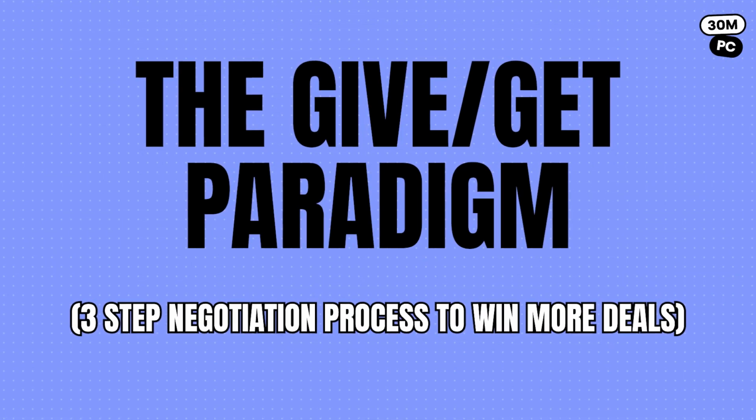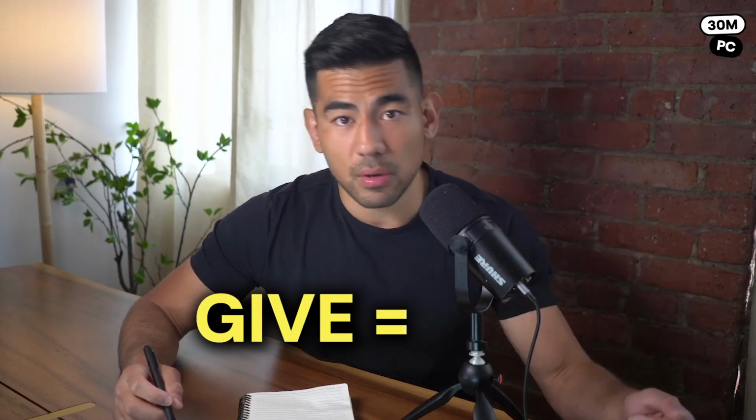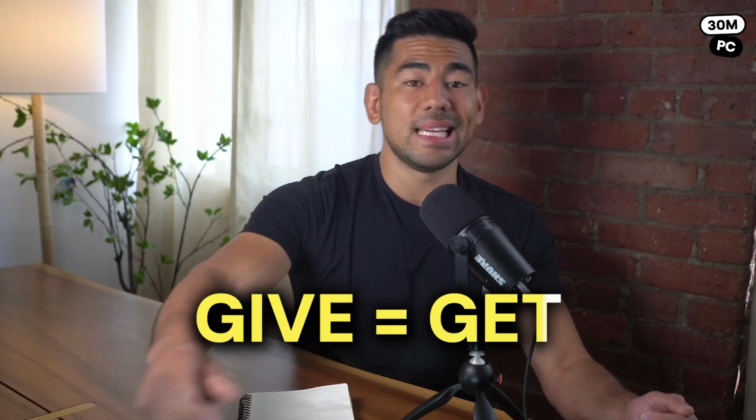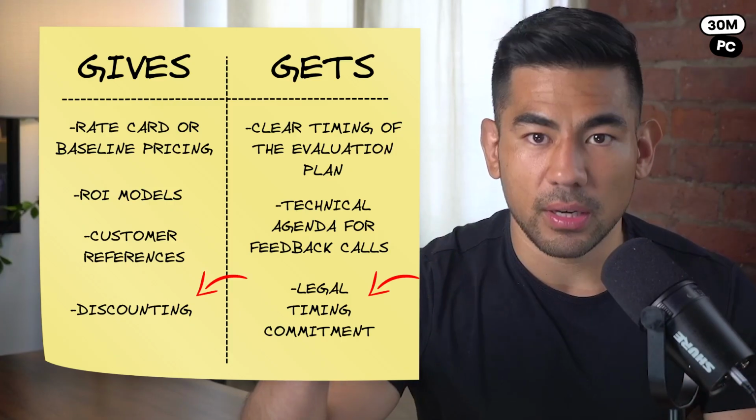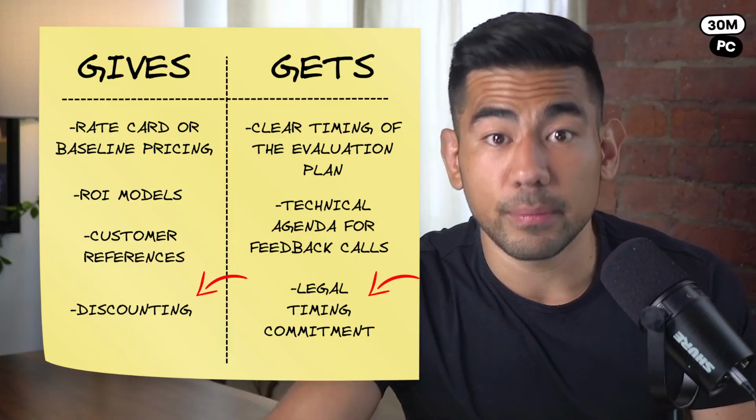The give-get paradigm is the fundamental principle that governs every single negotiation in sales. And it's very simple. Anytime you are giving your prospect something, you're going to get something in return. So if you give them a discount, you need to get their commitment that they're going to close by the end of the month. You need to get timeline in return.